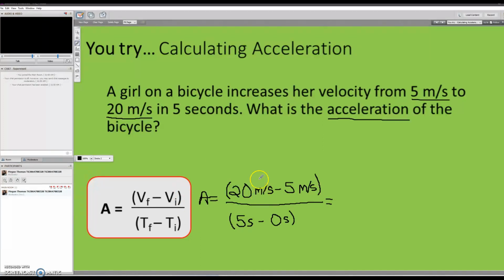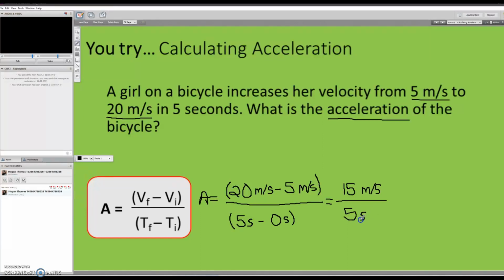So that means I've set up my formula to find this change in velocity and divide it by the change in time. 20 meters per second minus 5 meters per second is going to give me a total of 15 meters per second. So that was her change in velocity as she moved along her path on her bike. And we are going to divide that by the change in time. 5 seconds minus 0 seconds means there was a change in time of 5 seconds.